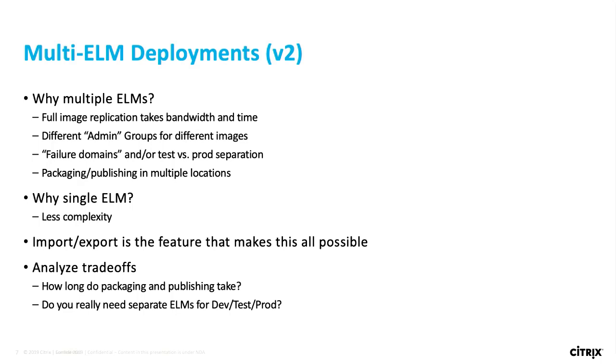And then on the other hand, why would you do a single ELM? Essentially, it's much less complex because you don't have to worry about replicating your layers across multiple ELMs. So basically, if you don't have a good reason to have multiple, don't. We see a lot of customers who say they want a separate one for dev, test, and production, but don't actually have a real need for that. So make sure that you're really looking at that.